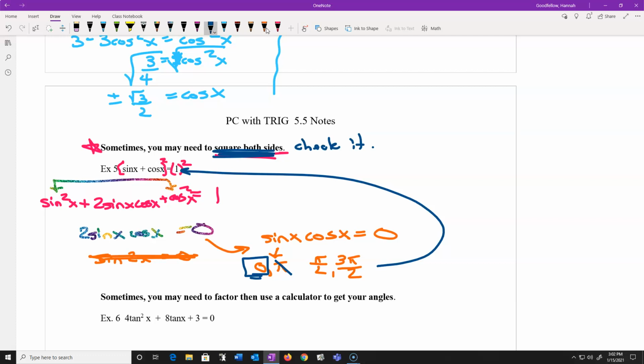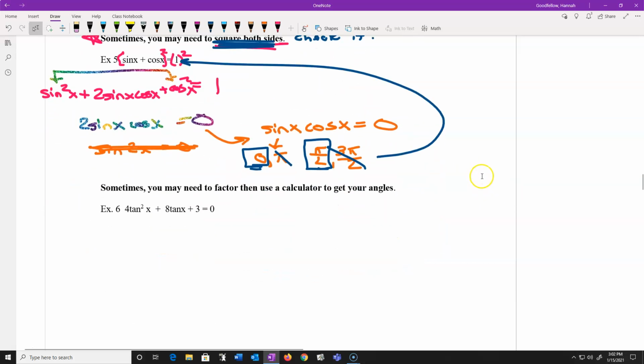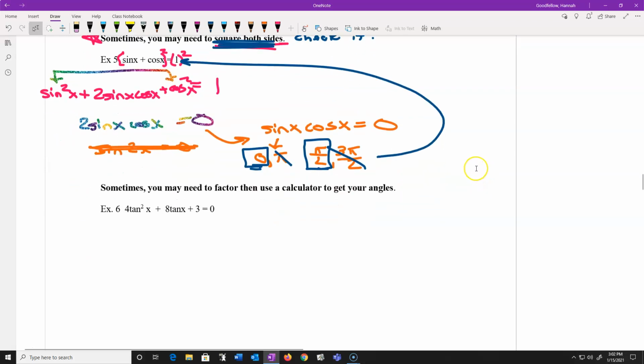Pi over 2, sine of pi over 2 is 1, but cosine of pi over 2 is 0. So this answer would be invalid. And I bet you $100 that one's not valid. Okay? So big deals there. Check your answers carefully when you're squaring both sides. Now, this does not happen very often. This is an extremely arbitrary case. I rarely use this one. It's just one of those ones that could be a possibility. Okay.